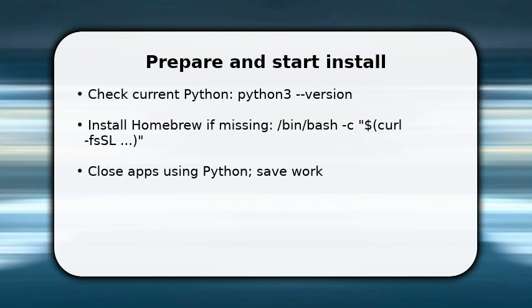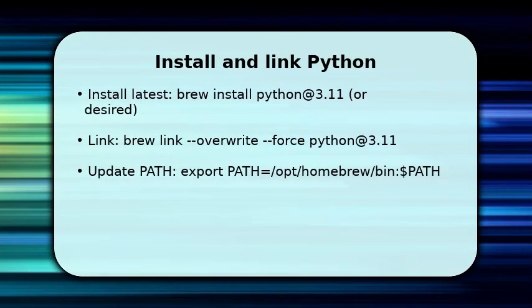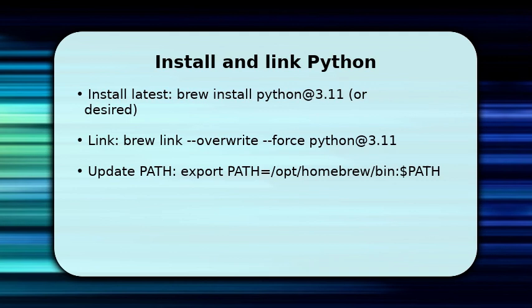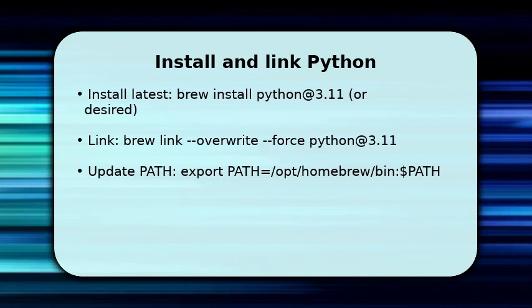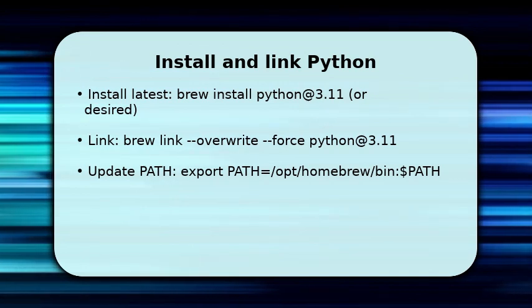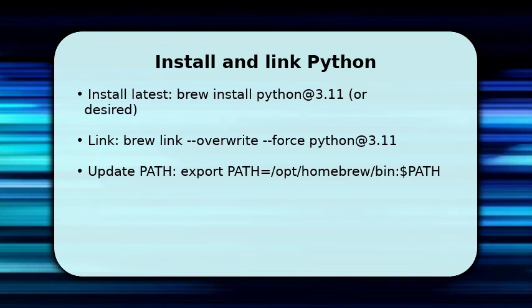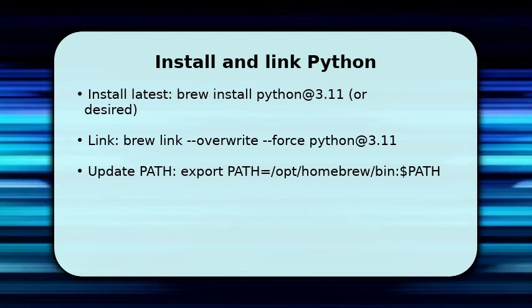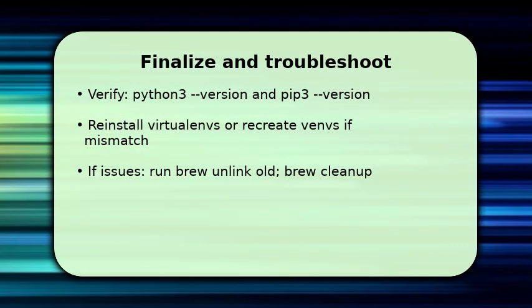You'll now install and configure the new interpreter so your tools use it. Run brew install python@3.11 (swap the version as needed), which downloads compiled binaries and sets up site-packages. Once installed, link that formula with brew link --overwrite --force python@3.11 to make python3 and pip3 point to the new build. Then update your PATH in your shell profile so /opt/homebrew/bin appears first. This ensures terminals pick the Homebrew Python. Finally, restart the terminal so the changes take effect.